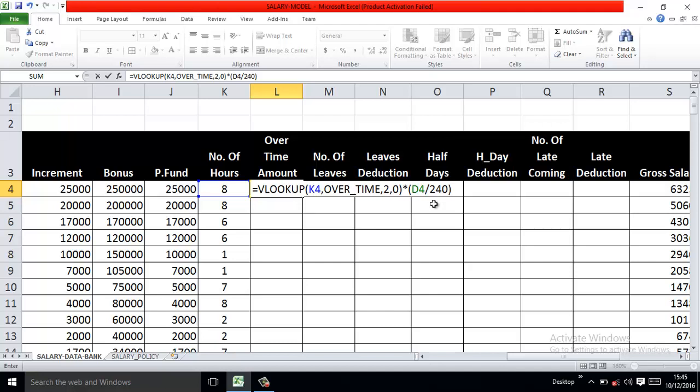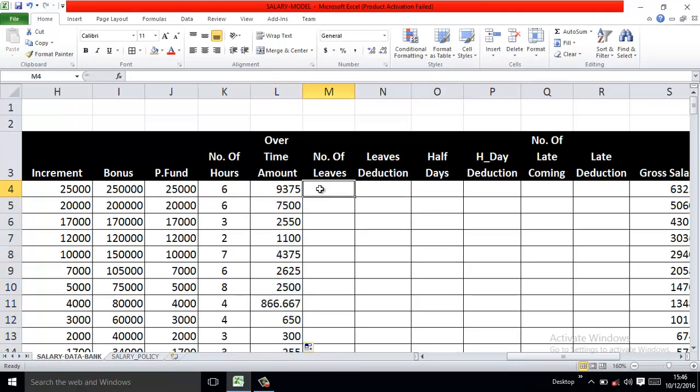So directly I'm dividing by 240. Or you can do this by dividing by 30 and then dividing by 8. It's up to you. Whatever you want to do, you can do it, but I would prefer to divide by 240, then multiply this by the number of hours, that's obviously in the K4 cell, and then I'm getting this amount over here. Then go for the number of leave deductions.